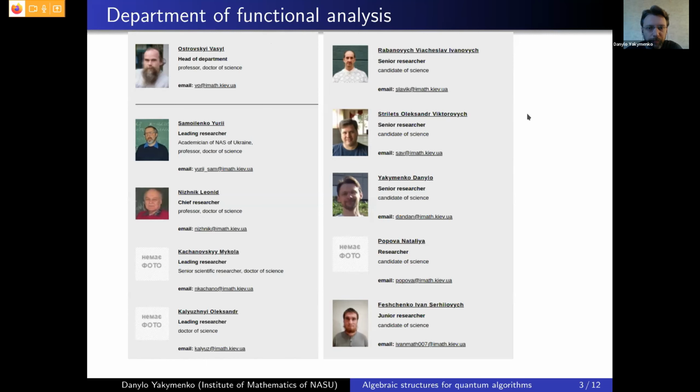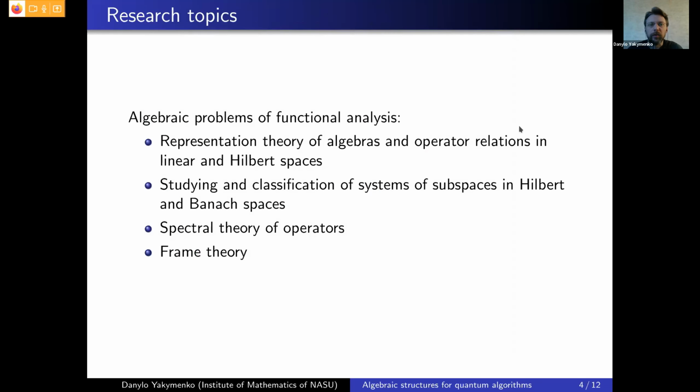Okay, and what are our research topics? There is a branch of our research which can be called algebraic problems of functional analysis. What is included in this branch? It's representation theory of different algebras and operator relations in Hilbert and linear spaces. For example, the theory of C-star algebras, or just algebras with involution.